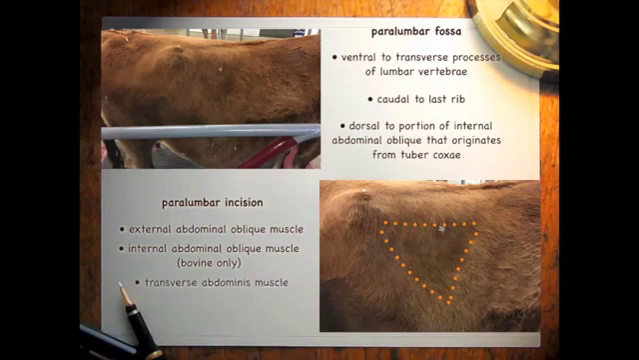And then we have the transverse abdominis muscle also encountered. So in the bovine, you're going to encounter all three of these abdominal muscles, whereas in the equine, generally, you will only encounter the external abdominal oblique and the transverse abdominis muscles.